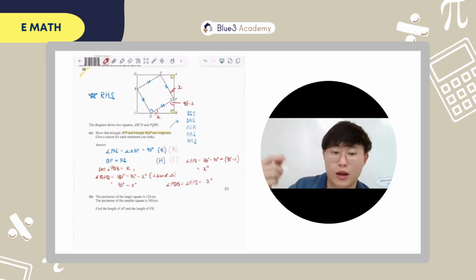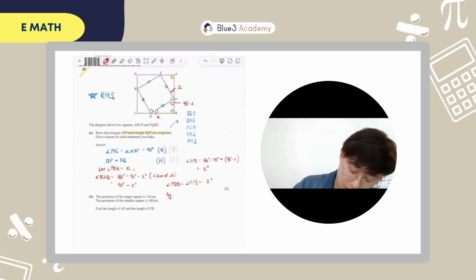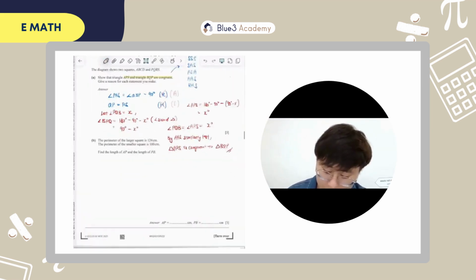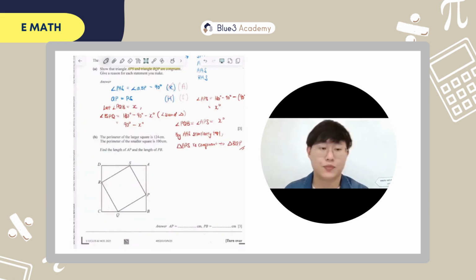So now that you have your two angles and one side, I'm going to say by the AAS congruency test, triangle APS is congruent to triangle BQP. I'm going to bring down the diagram here. I'm going to paste it here.